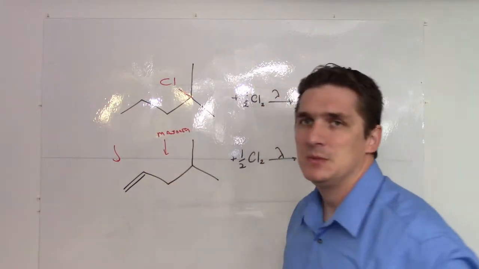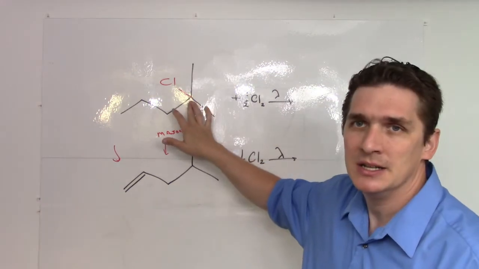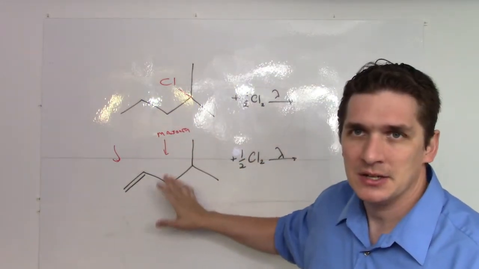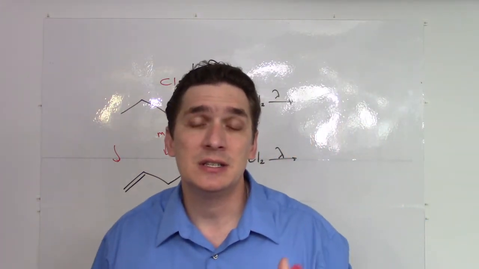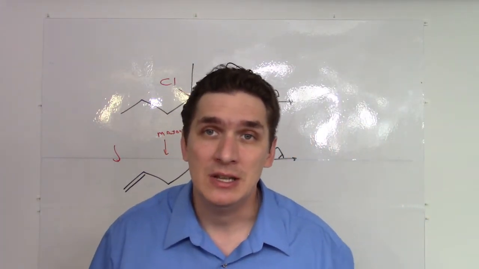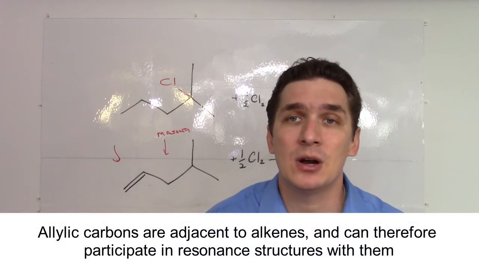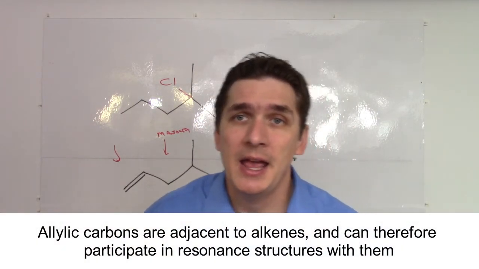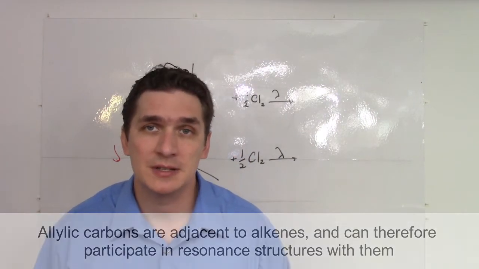So what's the difference between these two compounds? Why does one pretty much give exclusively this product and the other one give it here on a secondary, not a tertiary, and even some on the primary? Well, the answer here is that this is what makes allylic carbons unique. An allylic carbon is one that is adjacent to a carbon-carbon double bond. And because they are adjacent, they can participate in resonance.